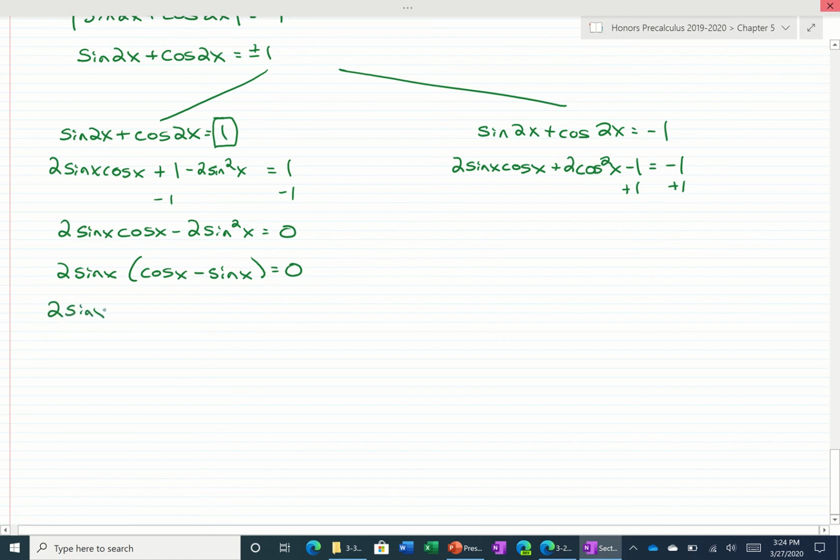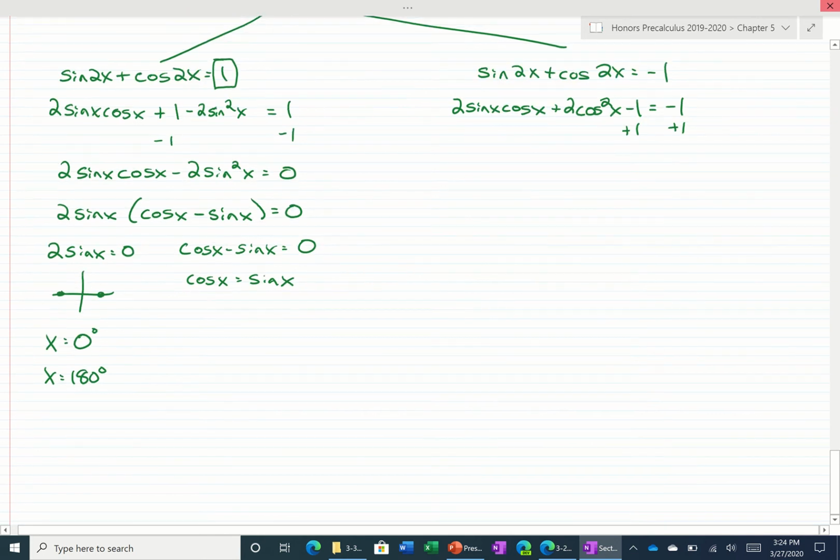When is 2 times the sine of x equal to 0? When is sine 0? It would be 0 when x is 0 degrees or 180. And when is cosine of x minus the sine of x 0? Or when is cosine of x equal to the sine of x? One thing we could do is we could square both sides.